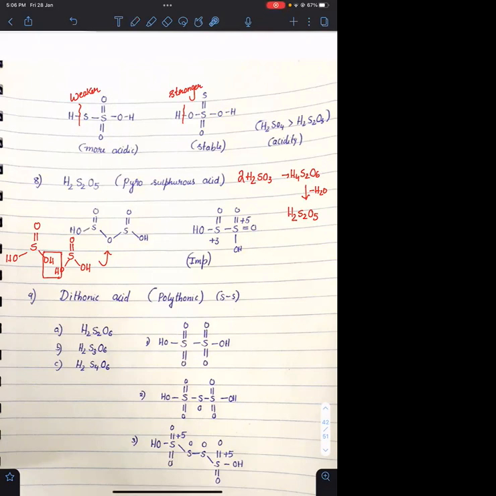There is one more structure that is proposed for pyrosulfurous acid, which is this. So take a note of this as well. Important here. In this structure, the oxidation state of sulfur is +4. Here also it is +4. The average is also +4. In this other structure, the oxidation state of sulfur is +3 for one and +5 for the other. Is that clear?